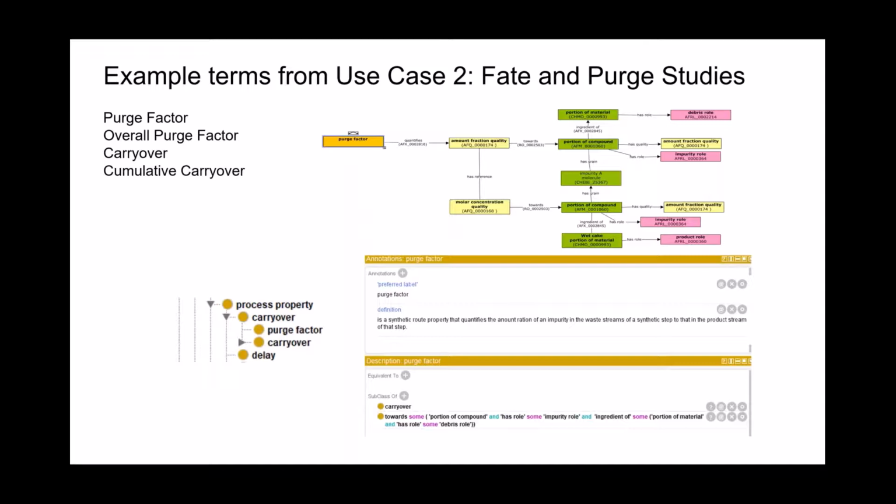And here, Protégé, which is an ontology visualization tool, is showing the machine-readable definition that was developed for the purge factor. It's a process property that describes the fraction of an impurity in the waste stream over the amount remaining in the processing stream. So, next slide, please.